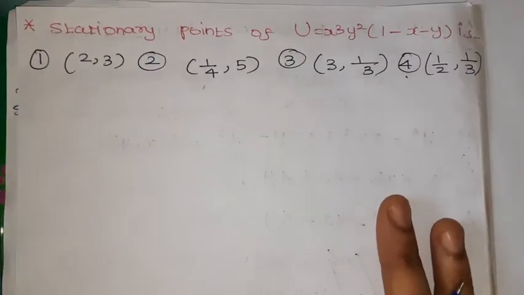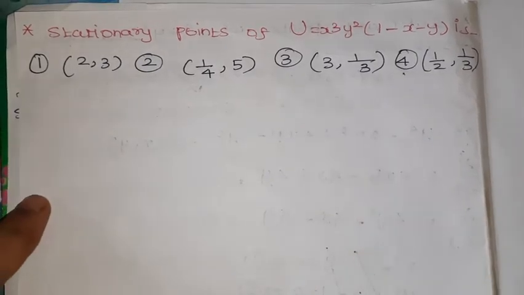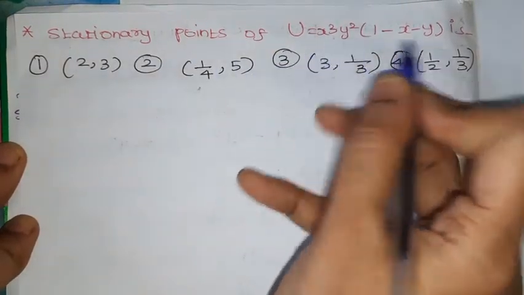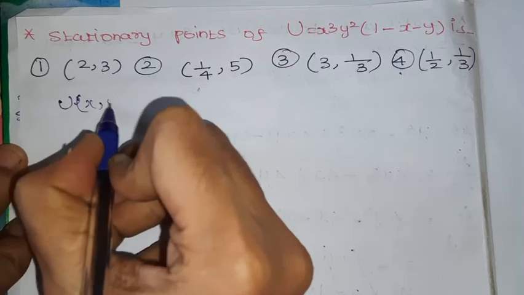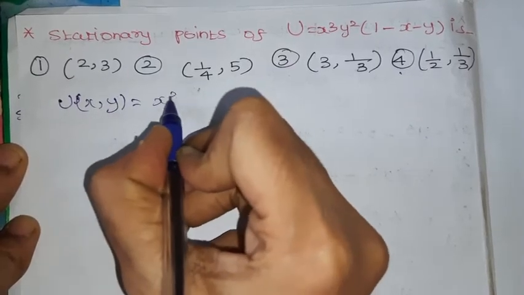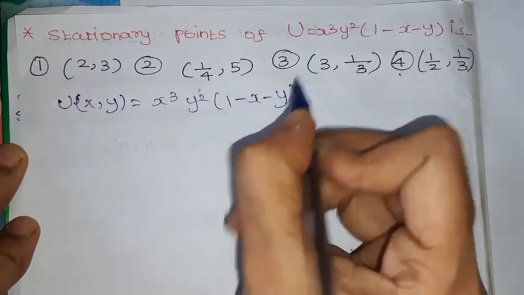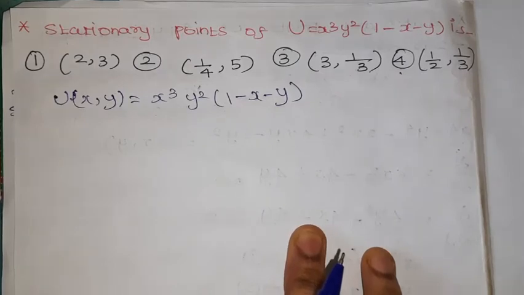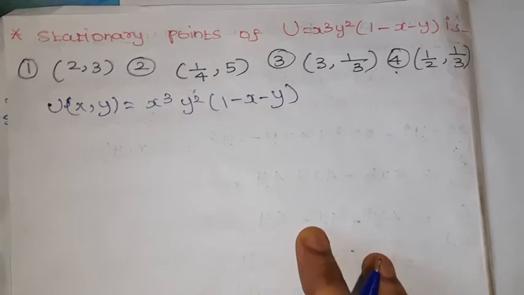Next, we need to find the stationary points of u, where u is a function of x and y: u(x, y) = x³y²(1 − x − y). How can you find them? Just find ∂u/∂x and ∂u/∂y, then equate them to 0, and we can find the stationary points.